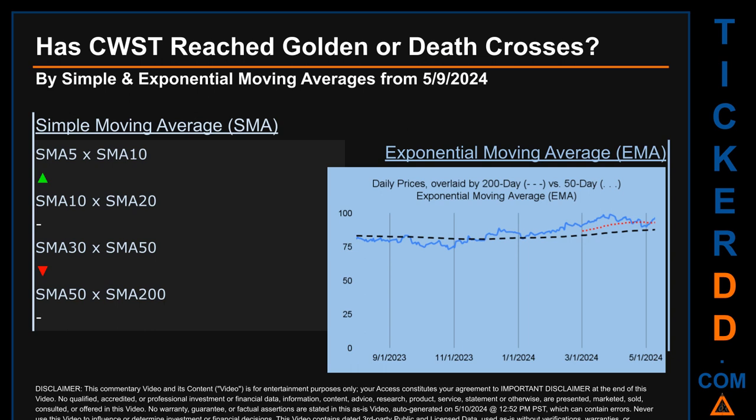Continuing with SMA, we looked across the 5 to 10, the 10 to 20, and the 30 to 50-day ranges to see if golden and death crosses had been reached. We found golden cross signal for the 5 to 10. We found death cross signal for the 30 to 50. We could not find neither golden cross nor death cross signal for the 10 to 20. The 50 to 200.